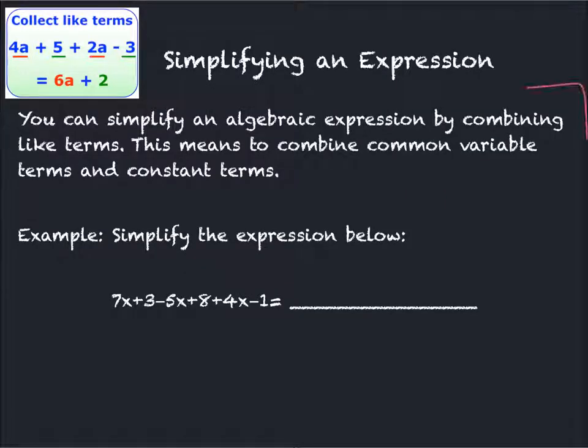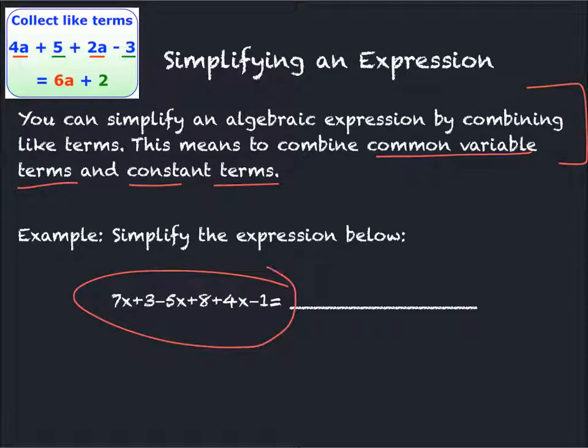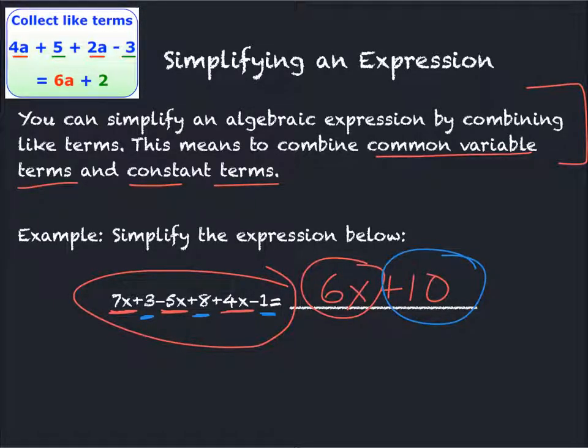So pause the video, write this down, read it, but basically we can simplify an expression by combining like terms. We combine common variable terms and we combine constant terms like we did in our previous example. This is from our previous example. And when we combine like terms in this previous example, we wound up with 6x, I believe it was plus 10. And that was our answer when we combined all this junk. Why? Because we were able to combine this 7x, this negative 5x, and this 4x. That gave us 6x. And we were also able to combine this 3, this 8, and this negative 1, and that gave us 10.